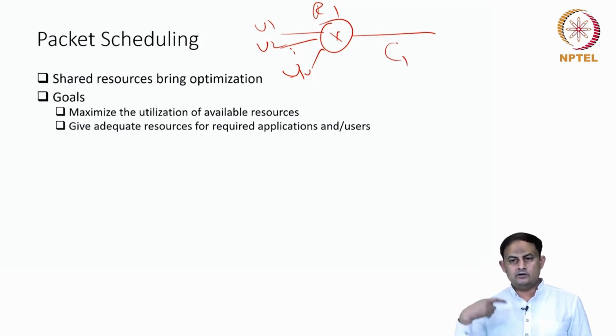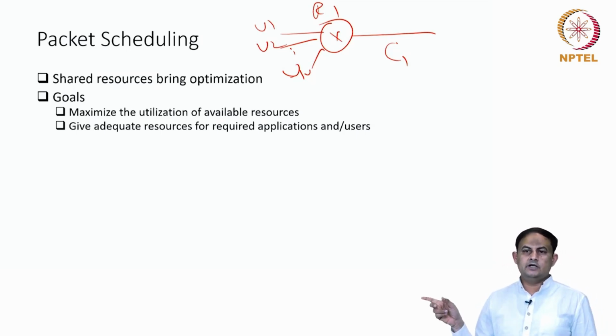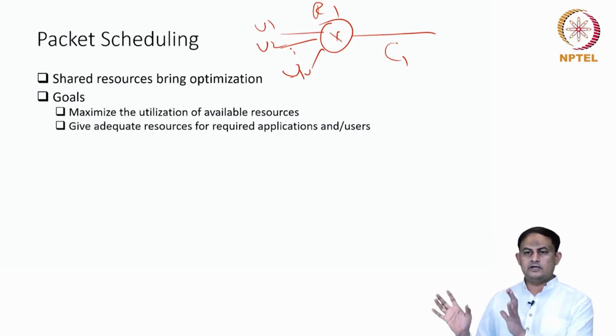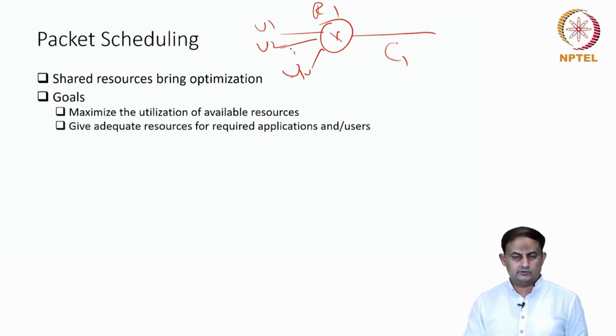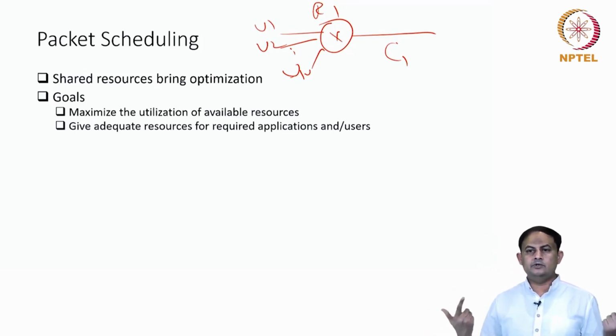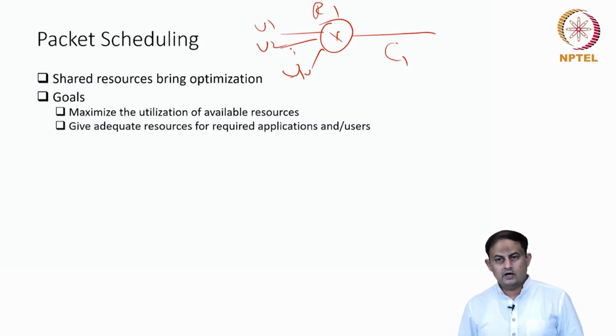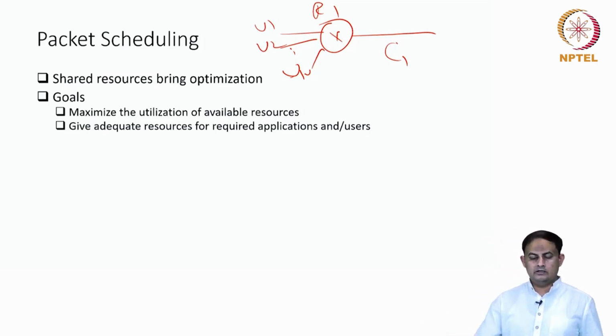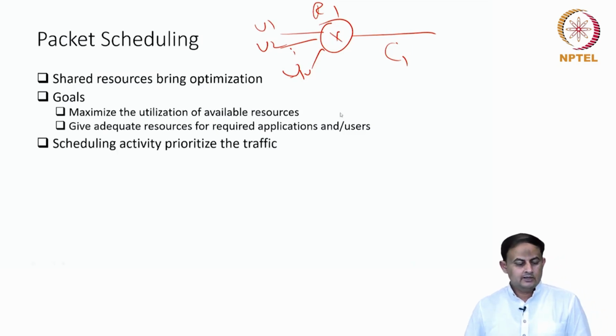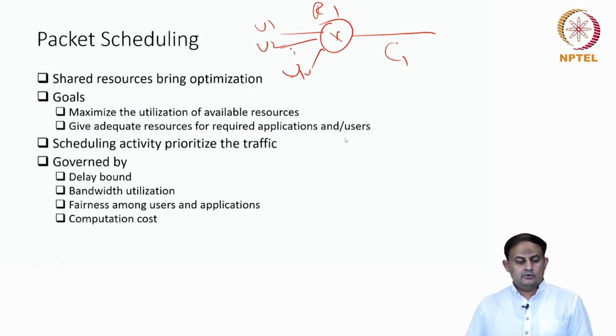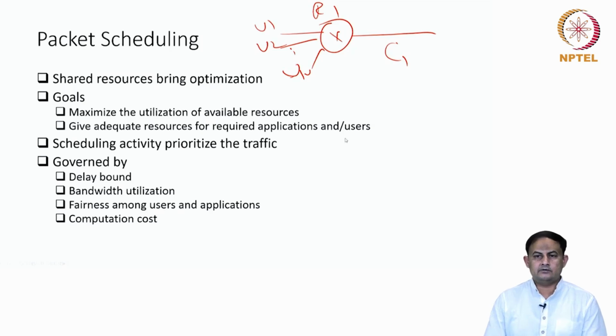So, any scheduler that you design needs to ensure these two conditions. One is maximizing the utilization of the available bandwidth or the resources, and at the same time you want to be fair to all the users or all the applications or all the networks from which you are actually receiving the traffic. There are a bunch of algorithms or mechanisms that you can use.